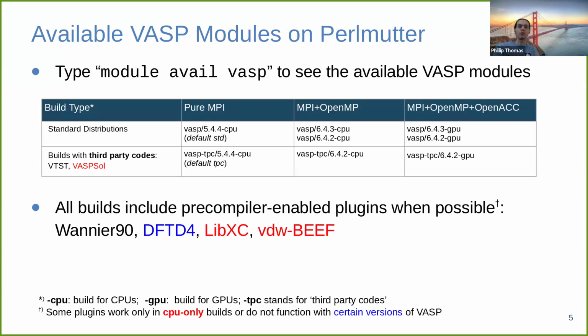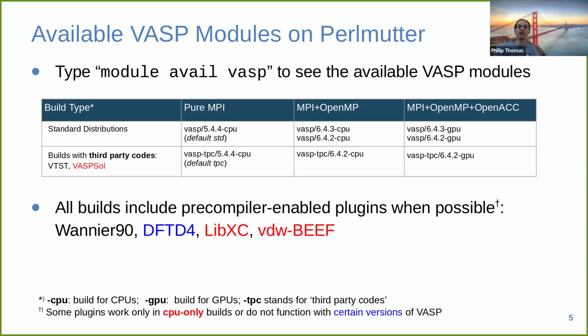As far as performance and parallelism of VASP, VASP can be parallelized in three different ways. The VASP5 executables all use pure MPI. And you can see there is a regular and a third-party code version of this. Then for VASP6, there are builds that target Perlmutter CPUs that have MPI plus OpenMP parallelism. And then there are also builds that target GPUs, which include OpenACC parallelism in addition to MPI and OpenMP.